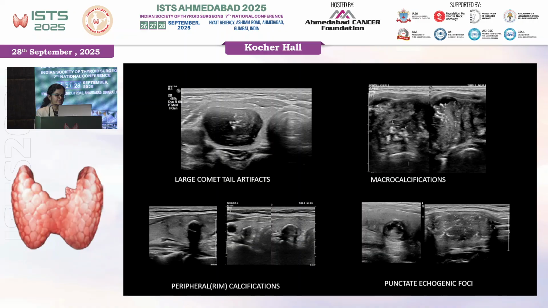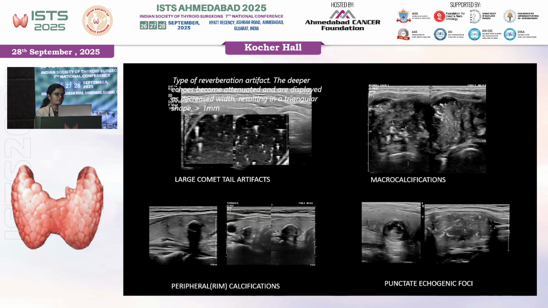Large comet tail artifact, this is what you see. There is a nodule. It has reverberation artifacts, echogenic. It is an inverted triangle, and as you go deep into the tissue, it will become narrow, and it is more than 1 millimeter in size. So what happens is that if at times you have doubt, you may have to actually zoom in the image and measure whether these artifacts are actually more than 1 millimeter or not. If not, then they may mimic echogenic foci.